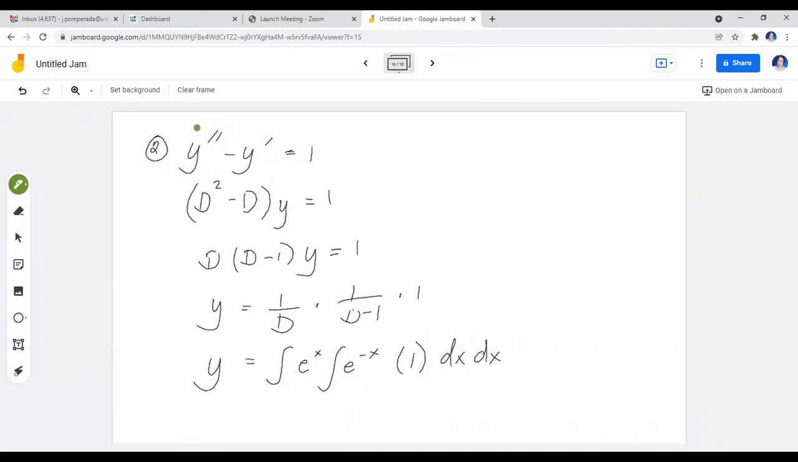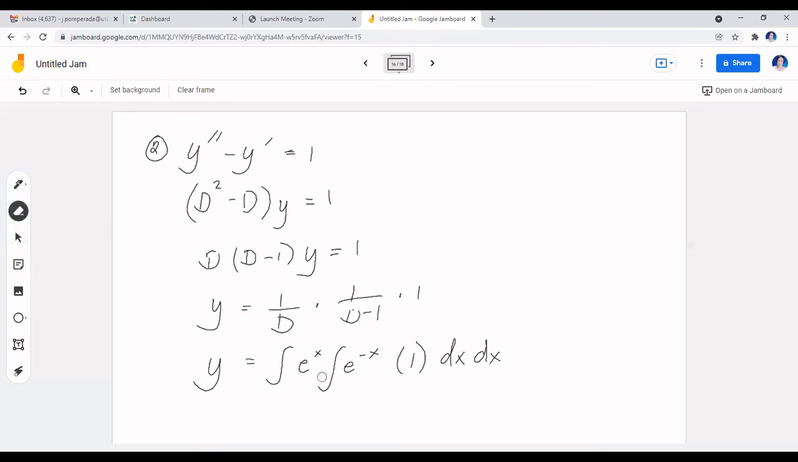If we will write this in the form of the differential operator, it's d squared minus d times y equal to 1. Since you have these, you can factor out the d. So you have d times d minus 1 times y, right? And you can place it here. So you have 1 over d and 1 over d minus 1 times 1. You get it? Now, how do we determine the solution of this particular differential equation?